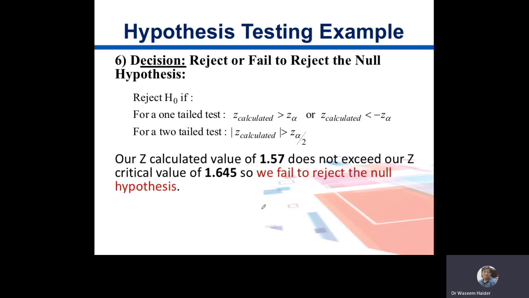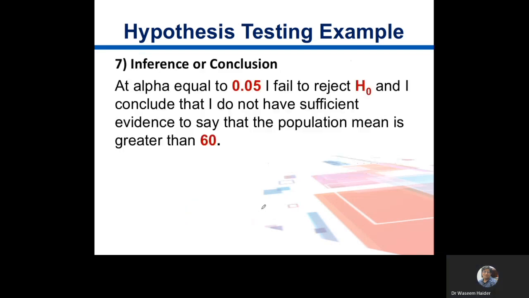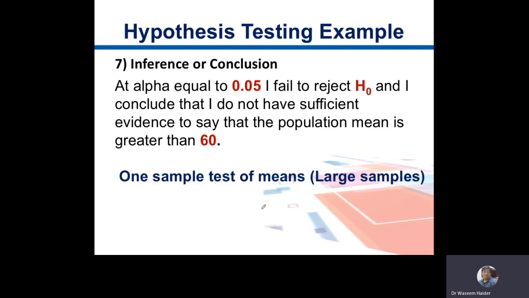Our z calculated is 1.57, so that does not exceed our z critical value of 1.645. So we fail to reject, and we conclude that at alpha equal to 0.05, I fail to reject the null hypothesis. I conclude that I do not have sufficient evidence to say that the population mean is different from 60. It was a one sample test of means, and we were dealing with large samples.